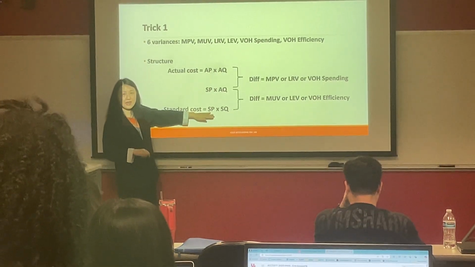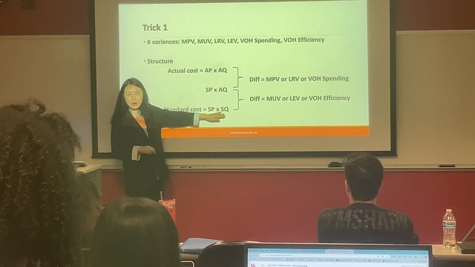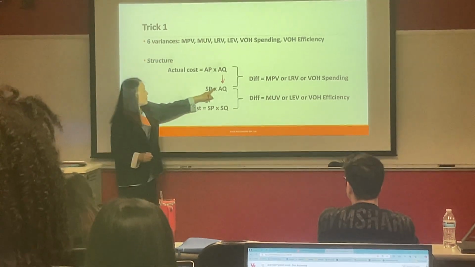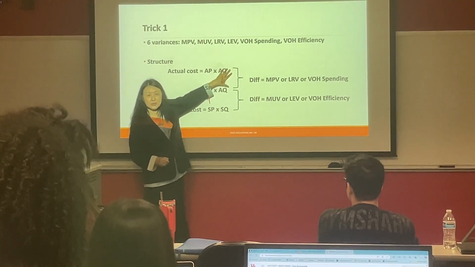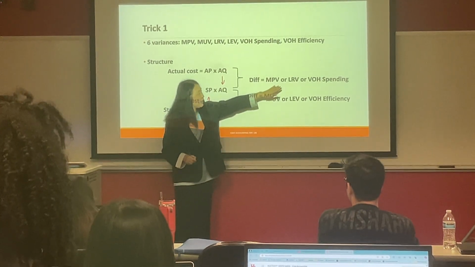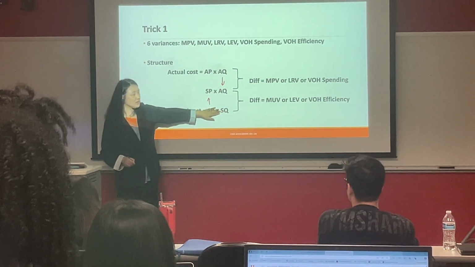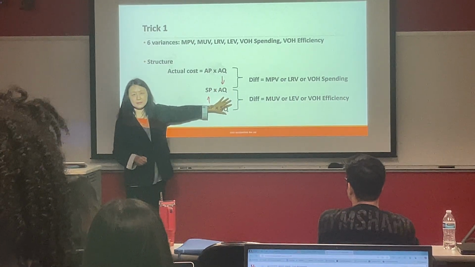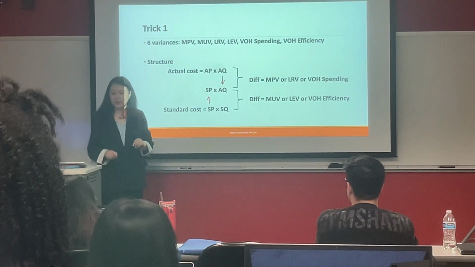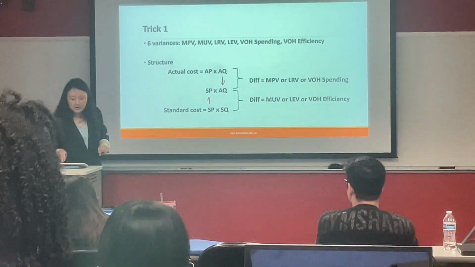So actual cost, standard cost. Actual cost is actual price times actual quantity. Standard cost is standard price times standard quantity. Then you borrow standard price and the actual quantity, and you get the middle term. The difference of the first two will be the price variance. You can calculate MPV, LRV, and the variable overhead spending variance. The second term minus the third term gives you the difference in quantity. So this applies to material, labor, and variable overhead. This is how you can write things down.